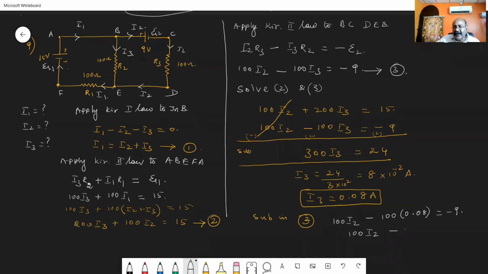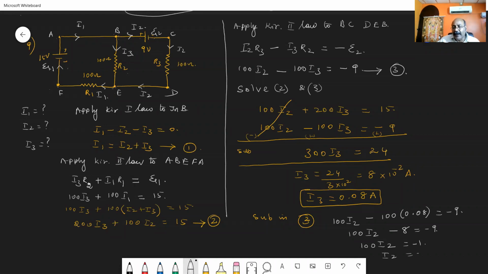100 I2 minus 8. Yeah, 0.08 into 100 is minus 8, equal to minus 9. So what is I2 then? Or I can write 100 I2, take this to the other side. Minus 9 plus 8 is minus 1.